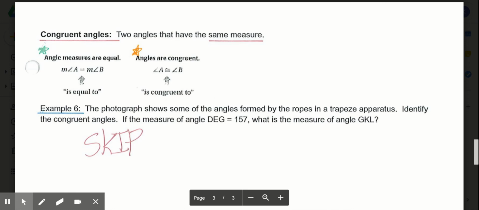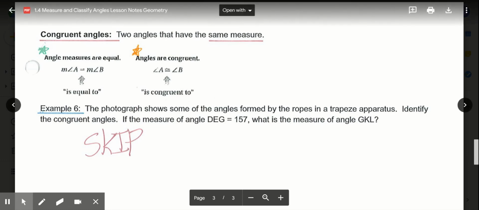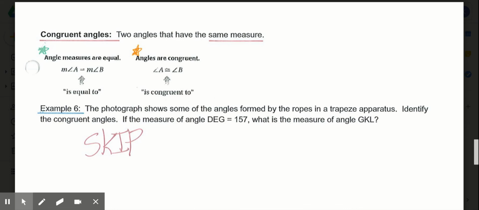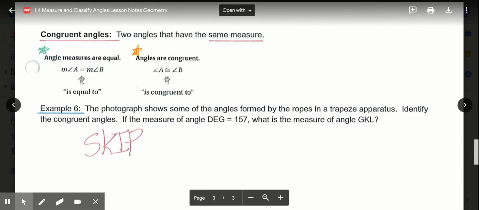So angle measures are equal is represented by this. A lowercase m next to the angle symbol means measure of angle. So that would be the measure of angle A is equal to the measure of angle B. Angles are congruent. We have that congruent symbol, the equal sign with the little squiggly above it. So this would just read simply, angle A is congruent to angle B. So if the measures are equal, the angles are congruent.